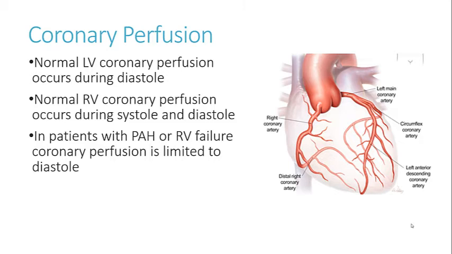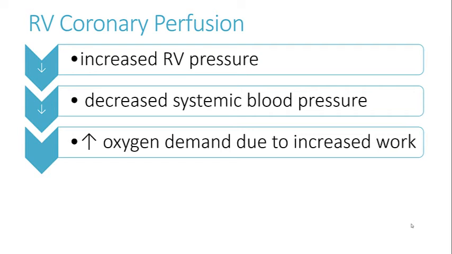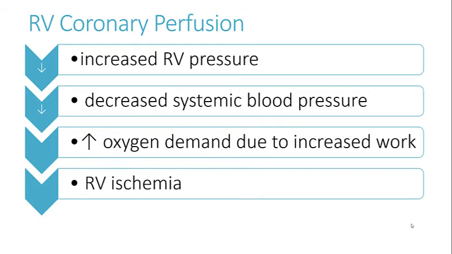In the right ventricle, because it's typically a lower pressure, the right coronary can perfuse during both systole and diastole. As the pressures increase in the right ventricle, it limits the coronary perfusion during systole, and now it's just depending on coronary perfusion in diastole. So as the pressures increase, as well as a decrease in the systemic blood pressure, the RV is having to work harder against higher pressures, and it really leads to significant RV ischemia, which also leads to increased RV failure.